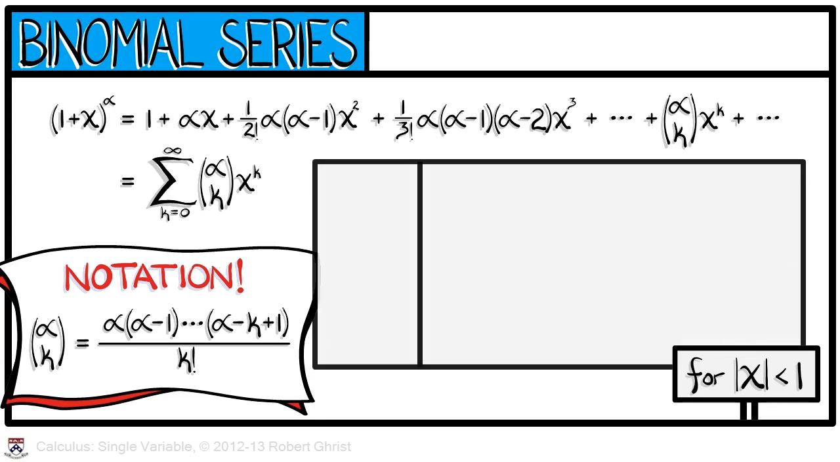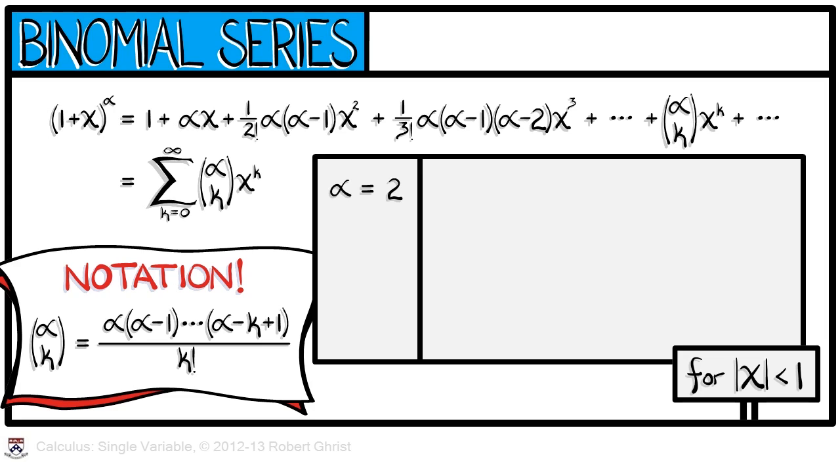For example, if alpha equals 2, then what does the binomial series give you? 1 plus alpha times x plus 1/2 alpha times (alpha minus 1) times x squared. That simplifies to x squared. All other terms involve an alpha minus 2. Hence, the coefficients are 0. And we obtain, of course, what the Taylor series for this polynomial must be.